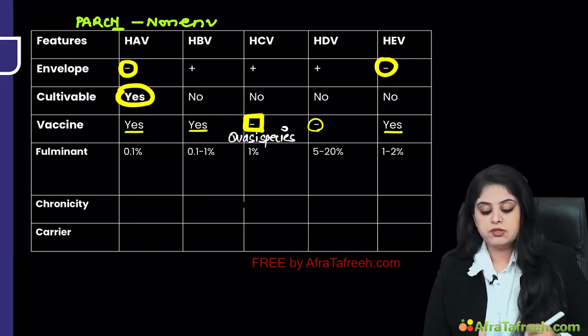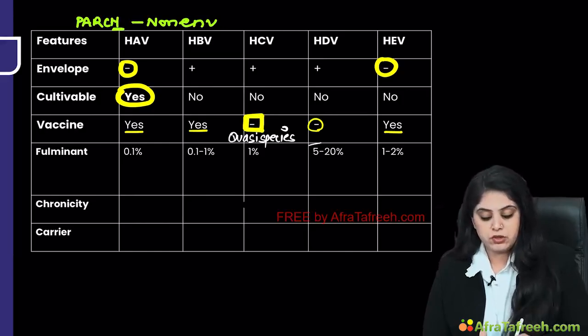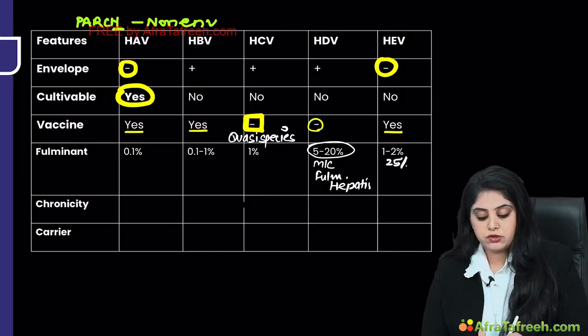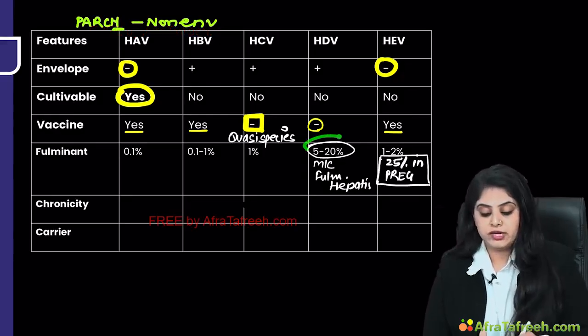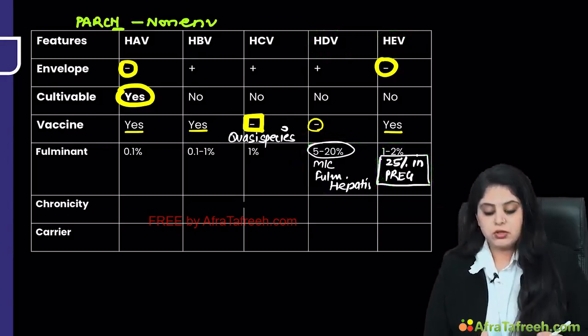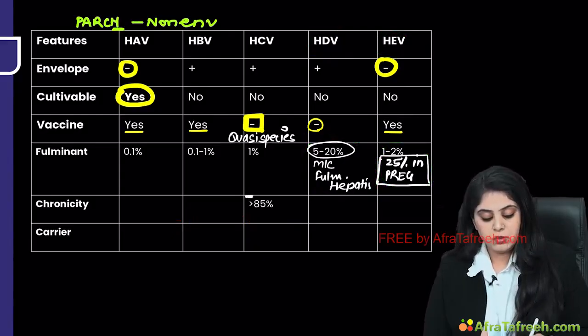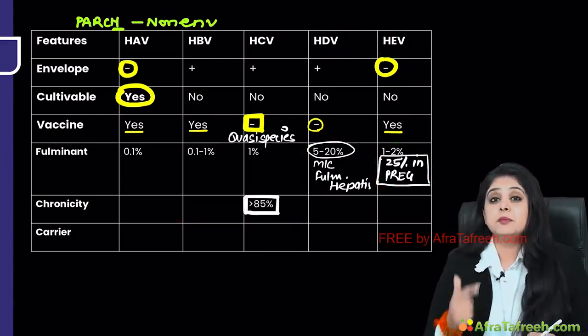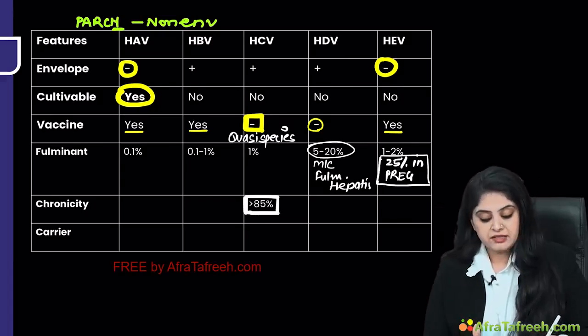Talking about fulminant, the most common cause of fulminant hepatitis is going to be hepatitis D. And if I change the question, which is the most common cause of fulminant hepatitis in pregnancy, then 20 to 25% chances in pregnancy is hepatitis E. So overall it is going to be hepatitis D, but if asked in pregnancy, it is hepatitis E. Talking about chronicity, please note, the maximum potential of having chronicity is with hepatitis C, whereas the most common carrier state is seen with hepatitis B.